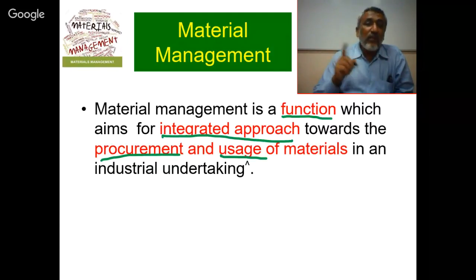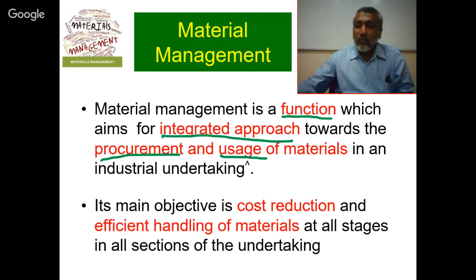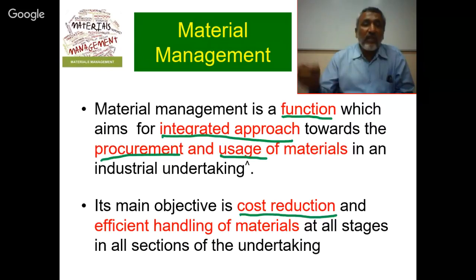It is essential to reduce the cost at both levels. It is essential to procure material at the most competitive price, and at the same time, it is equally important to use the material optimally within the industry. So the overall aim is to reduce the cost both at the procurement level and at the usage level, by procuring at the most competitive price, and then efficient handling of the material within the industries and at all stages of production.